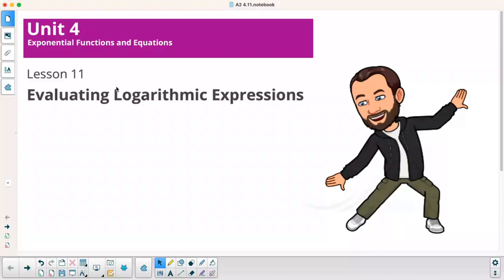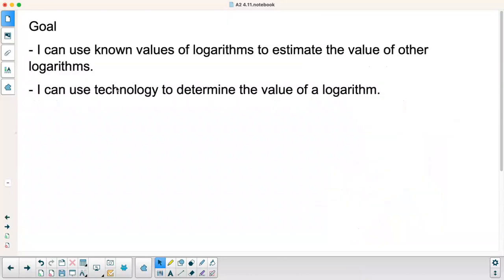Illustrative Math, Algebra 2, Unit 4, Lesson 11 is called Evaluating Logarithmic Expressions. Goal today is I can use known values of logarithms to estimate the value of other logarithms, and I can use technology to determine the value of a logarithm.